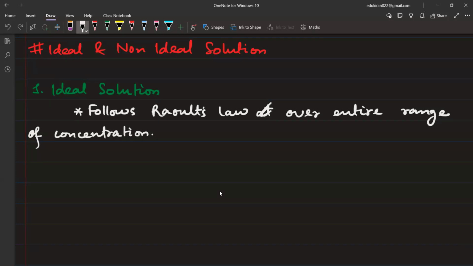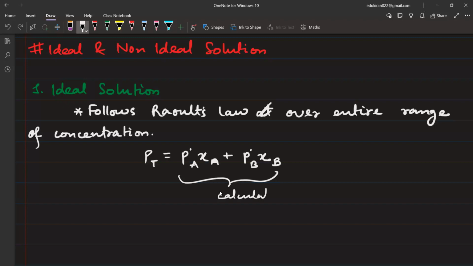Raoult's law is P total equal to P naught A chi A plus P naught B chi B. So we can get the vapor pressure of a solution using this formula, in which we can do calculation. Or we can get the P total using a measuring device, and measure it experimentally.